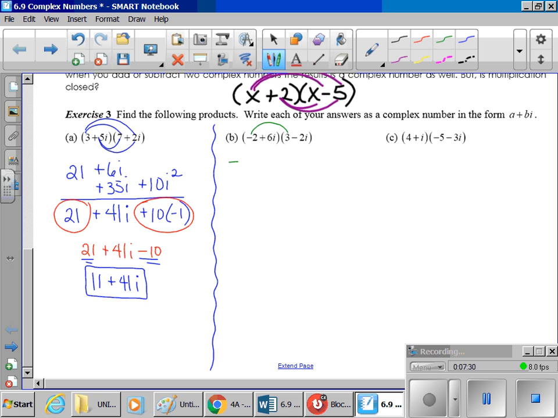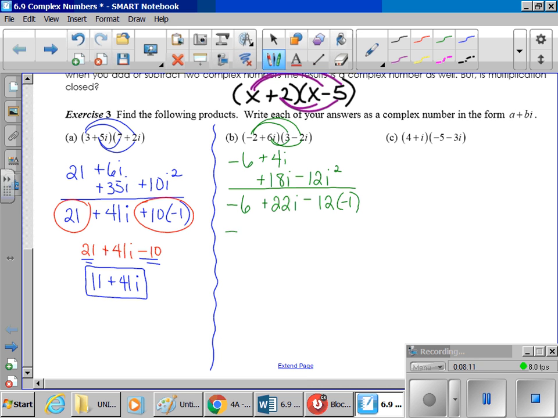Negative 2 times 3 is negative 6. Negative 2 times negative 2i is positive 4i. Positive 6i times 3 is positive 18i. And positive 6i times a negative 2i, do the numbers first, your coefficients first. Positive 6 times negative 2 is negative 12, and then i times i is i squared. So negative 6 here, positive 22i here, and then negative 12 times the negative 1, because i squared again is negative 1.